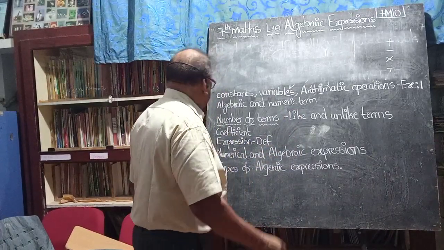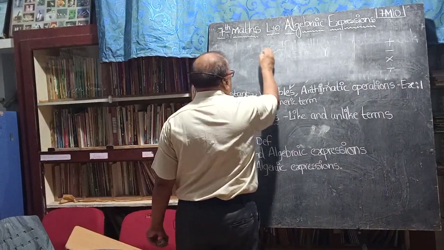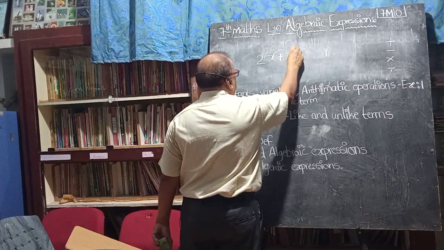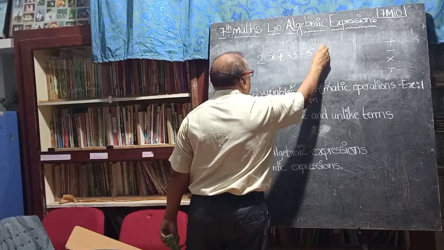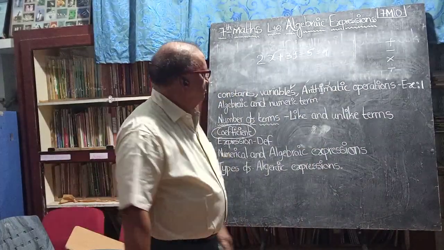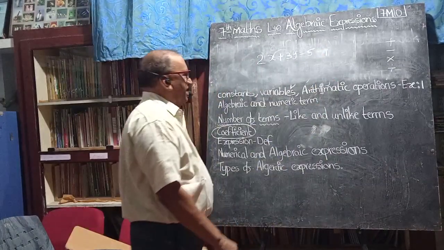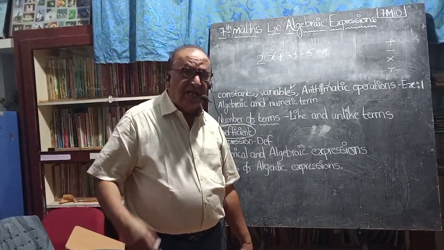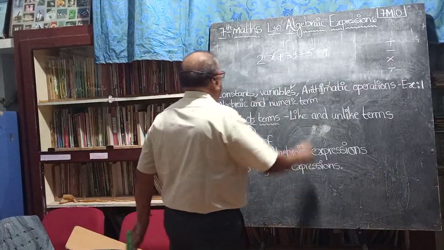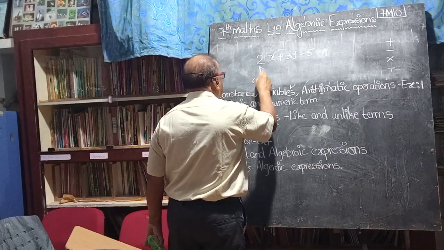Prior to that, I want to tell you what a coefficient is. Suppose in the earlier example, I gave you 2x plus 3y minus 5 is equal to 0. This is an algebraic equation. If I don't take the 0 and just call it 2x plus 3y minus 5, then it is an algebraic expression. Now here x is multiplied by 2, so 2 is called the coefficient.